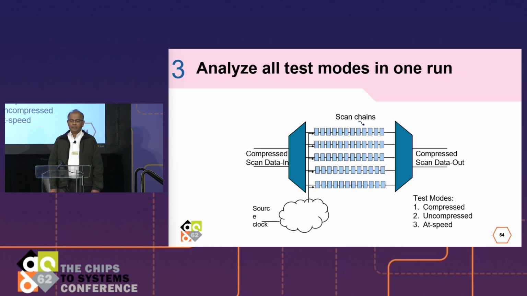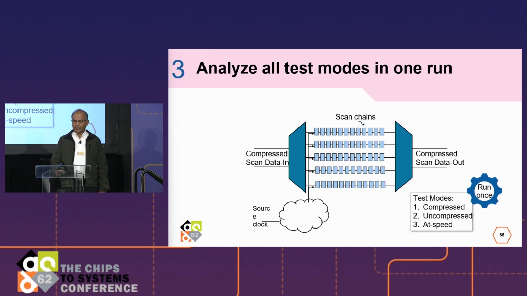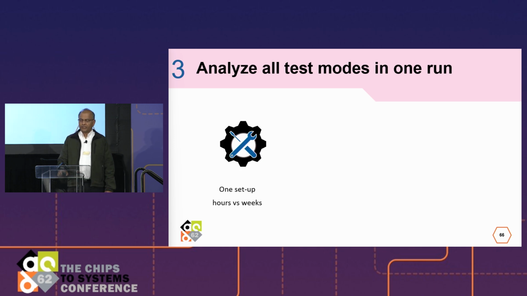Number 3, multiple sets of constraints and rules must be applied to cover all targeted test modes, such as uncompressed, compressed, and at-speed scan tests. Analyzing all test modes in a single run will save several weeks in 3 ways. First, only one setup is needed for all test modes, which takes hours instead of weeks.